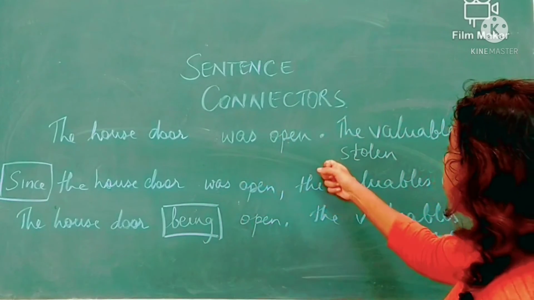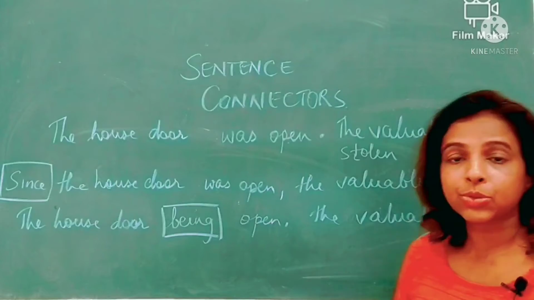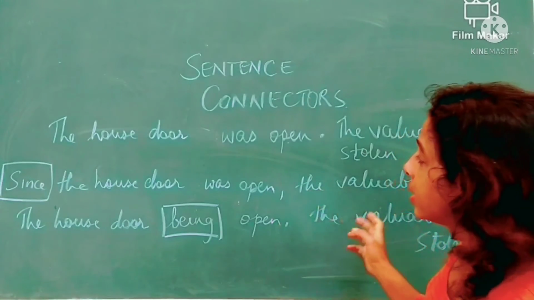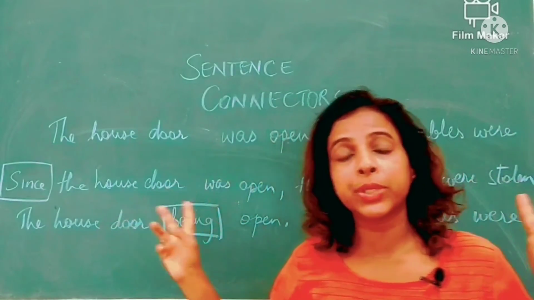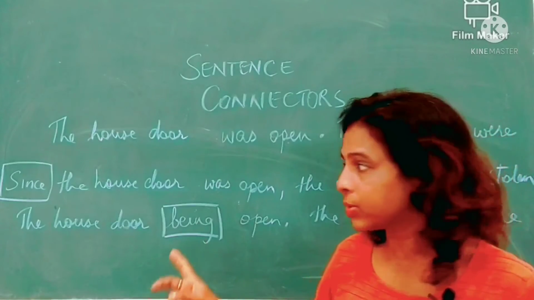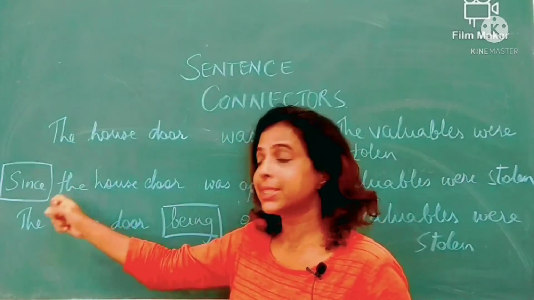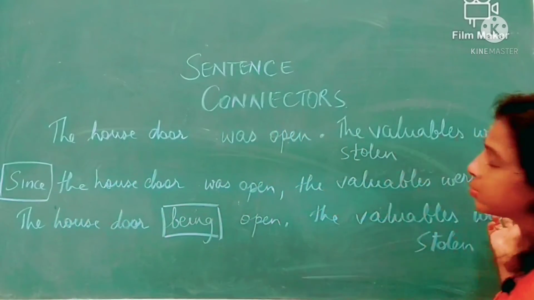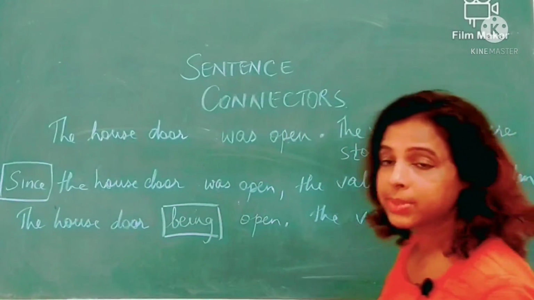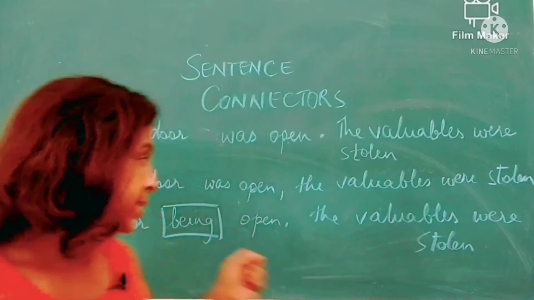So let's look at an example. The house door was open. The valuables were stolen. Okay, so when I say the house door was open, there are two independent sentences, two independent clauses. So what I'm going to be doing is using the word since. Since the house door was open, the valuables were stolen. So this becomes a connector, the word since.